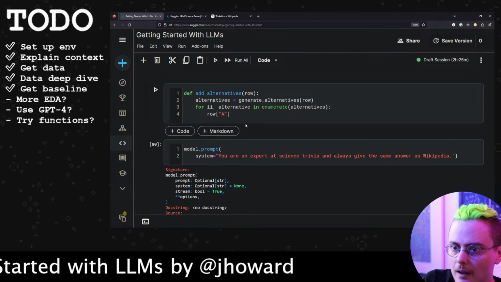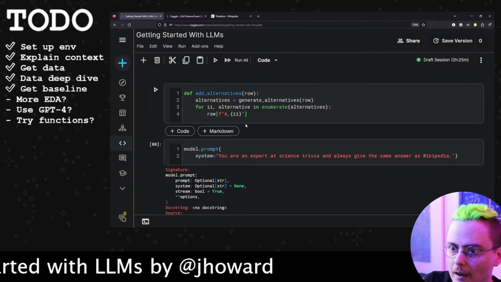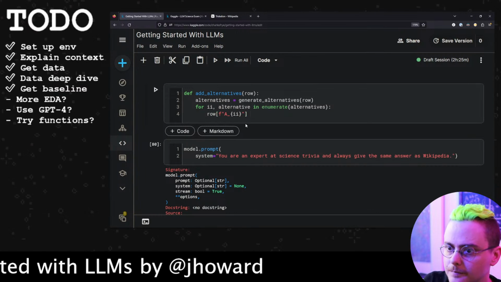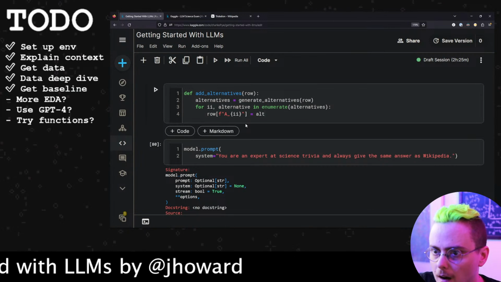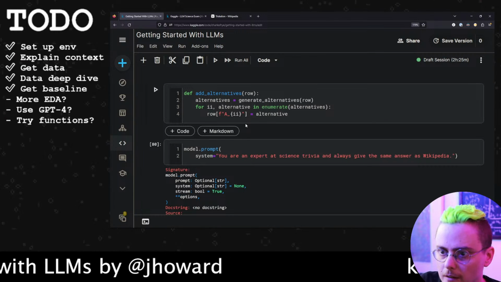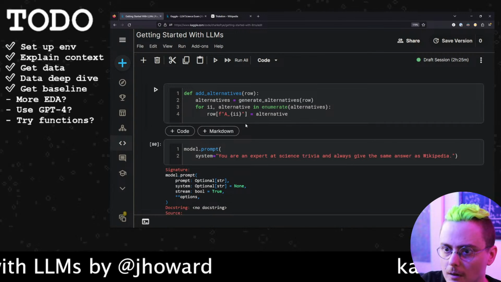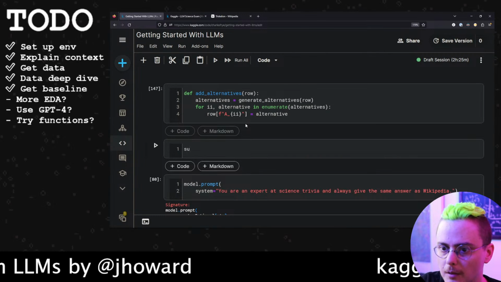Row A underscore II equals alternative. All right, so that should work with df.apply.